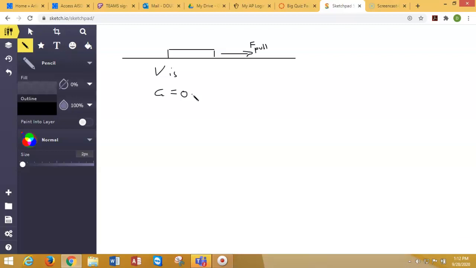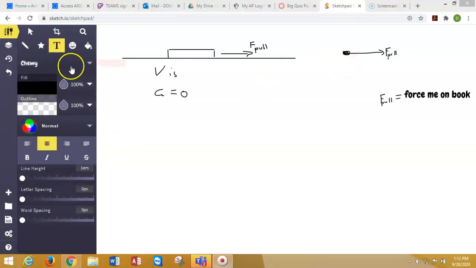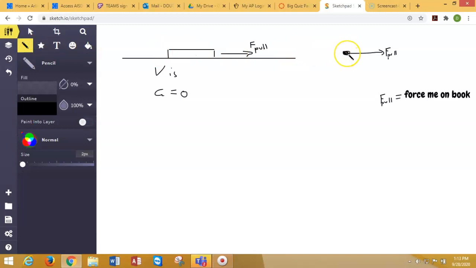And so I ask people, okay, let's draw a free body. How many forces are acting on the book? Well, to answer this, one of the answers is it depends whether you have friction on or off. Okay, so let's do one with friction off first. So friction is off. I draw my dot. I know I have my force pull going to the right. So that's the force of me on the book, force pull.